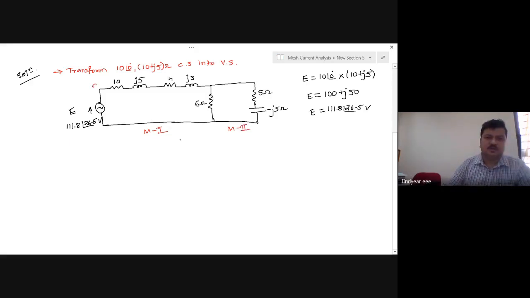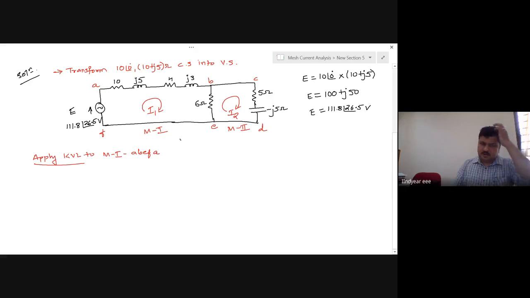Okay, so let this be A, B, C, D, E and F. Now you can say apply KVL to mesh 1, but first we have to assign the currents. Let mesh 1 current be I1, mesh 2 current be I2. Apply KVL to mesh 1, which is A, B, E, F, A.